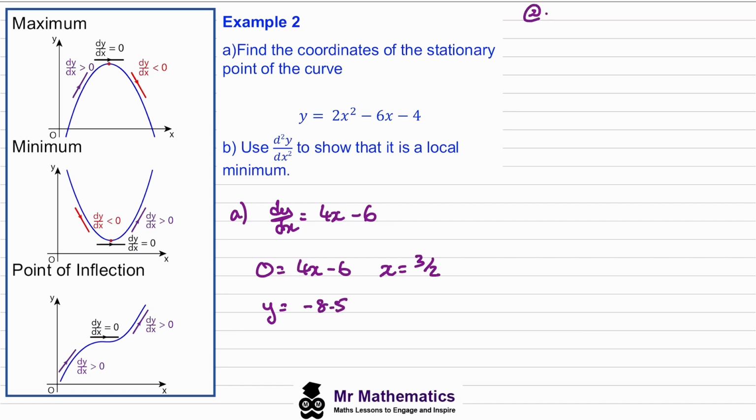So at x equals 3 over 2, we can determine the nature of this stationary point. We can find the second derivative by differentiating this, and we get 4. And because this is greater than 0, we know this is a local minimum.